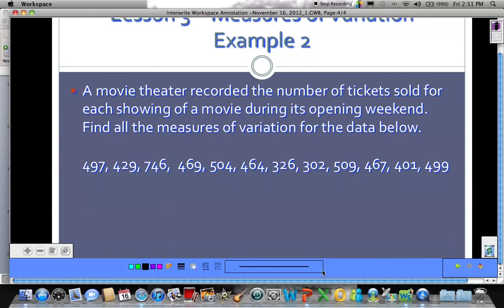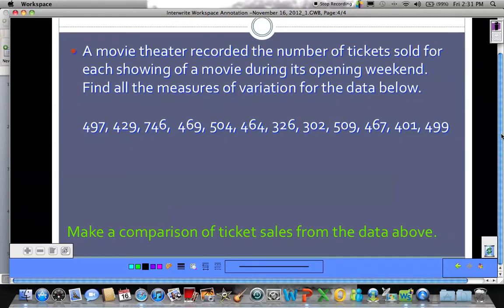All right, so the first thing I have to do is put the numbers in order from least to greatest. All right, now I've already done that on my paper, so I'm just going to write those down. You write them down as I write them down. You're going to have to write it kind of small because there's a lot of them.